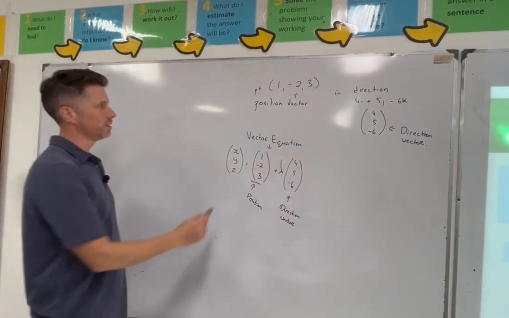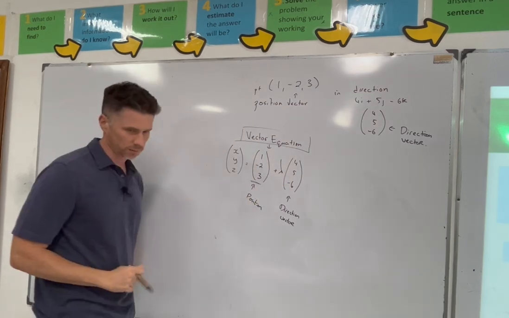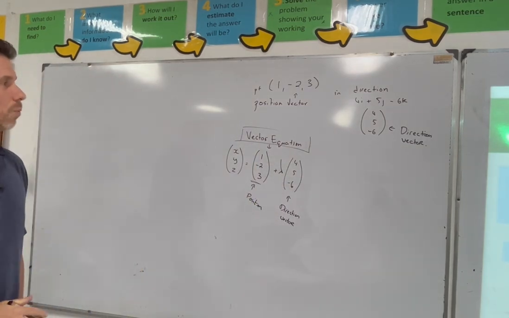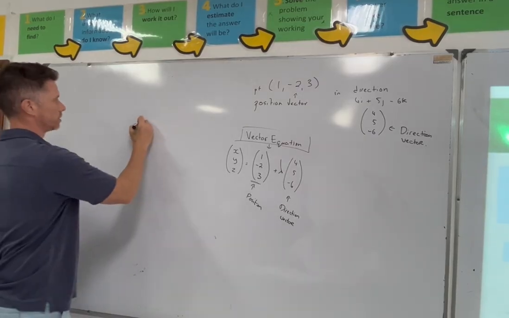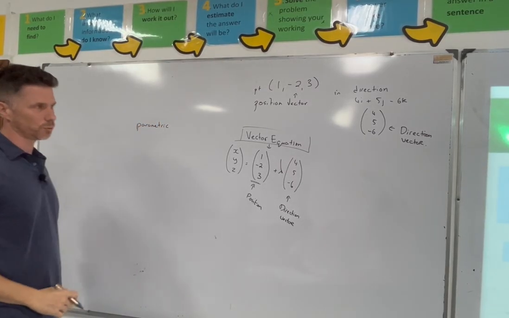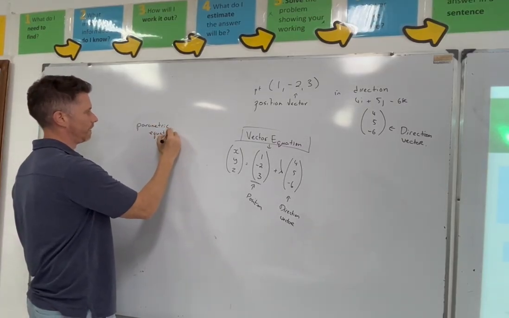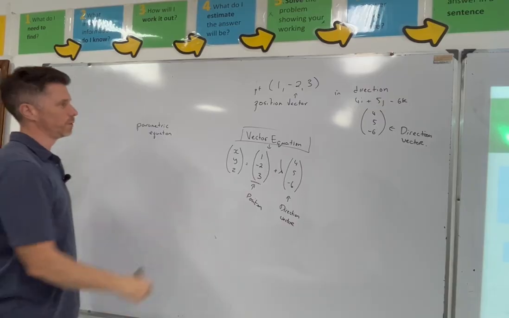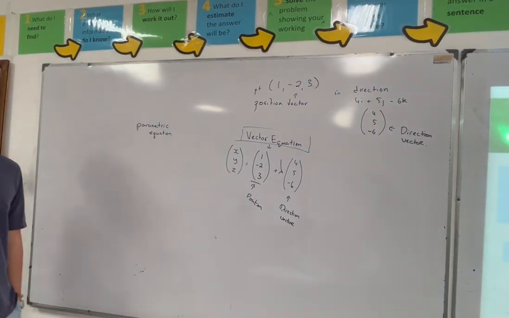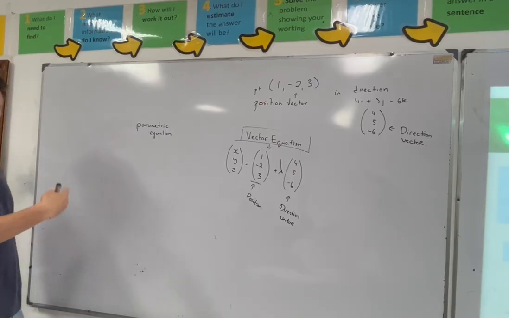So this is a vector equation. That's how you write one. You need a position and a direction vector. What then is a parametric? Parametric form, the parametric equation, is based off this. It's when we look at each parameter, x, y, and z, separately, and we form an equation that will help us find x, y, and z.